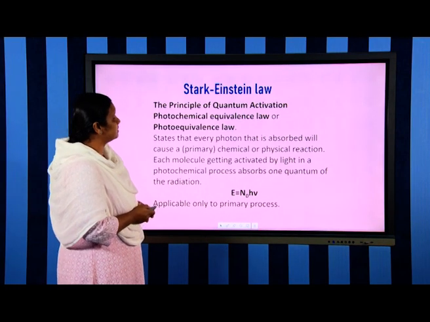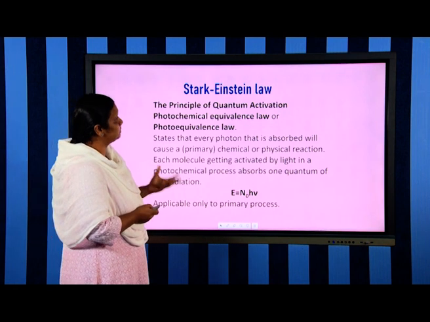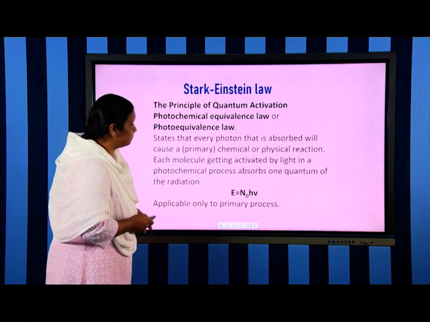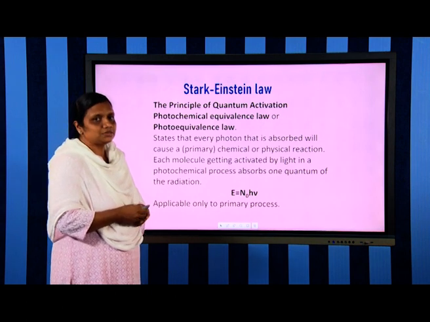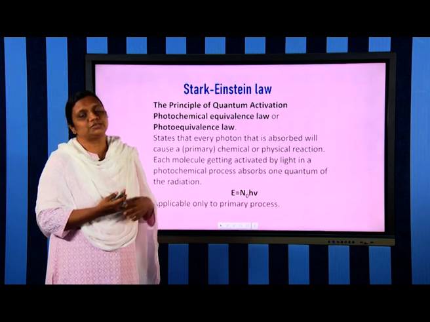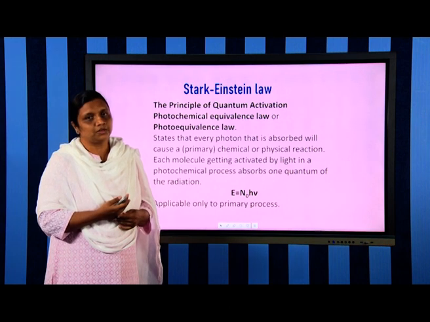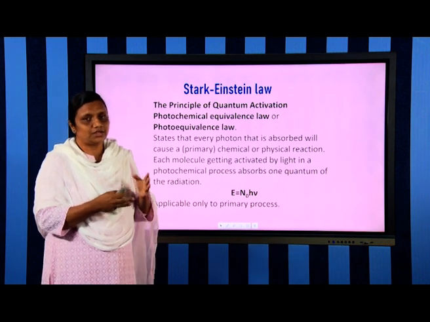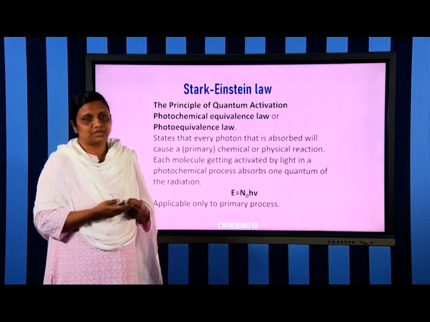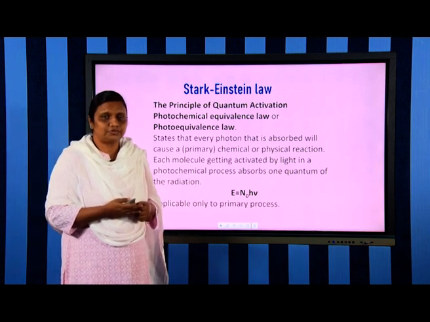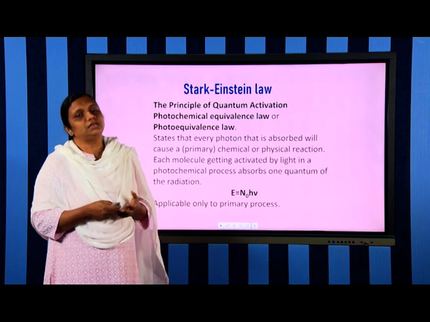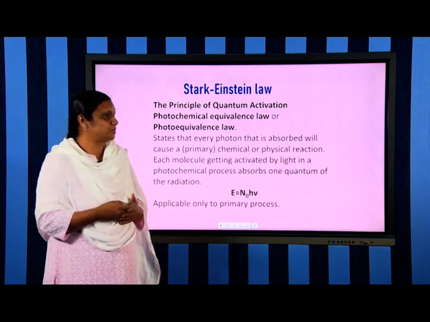And remember, both the Grotthuss-Draper law and the Stark-Einstein law are applicable only to the primary process. That is because it is the primary process which involves light absorbance. Secondary process does not require light. It is only the primary process, that is the reactant getting converted to the excited molecule, which requires light. And in the case of a photosensitized reaction, it is the donor which is getting excited, which needs light, and the rest of the reaction does not need light.